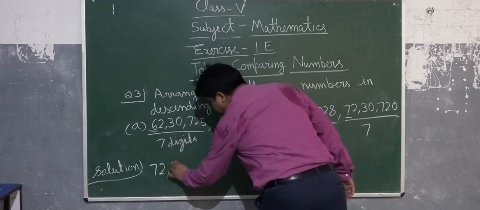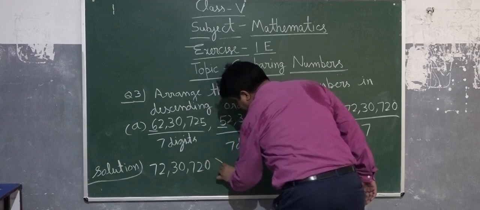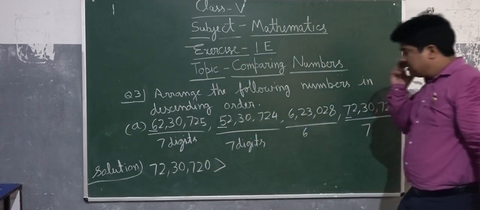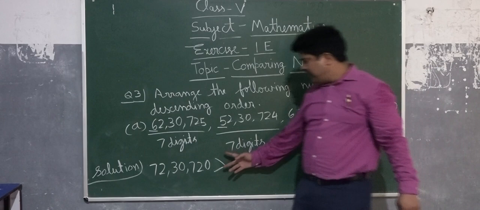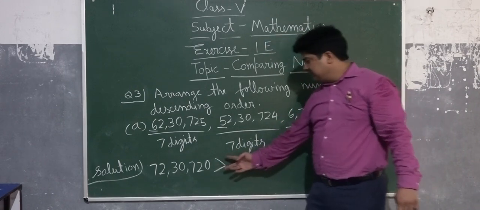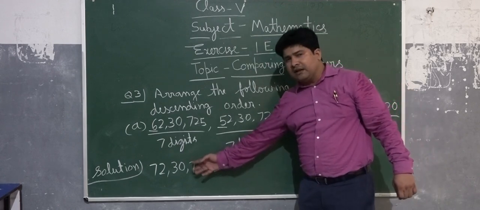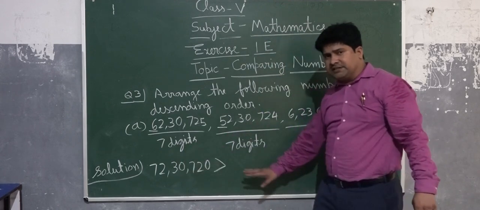30,720. This number is greatest. That's why we will use this symbol. It is showing this is greater because the mouth of this symbol is open to that side. It means it is the greatest number.